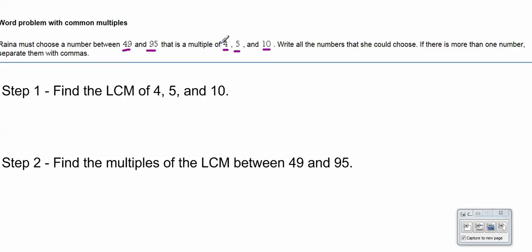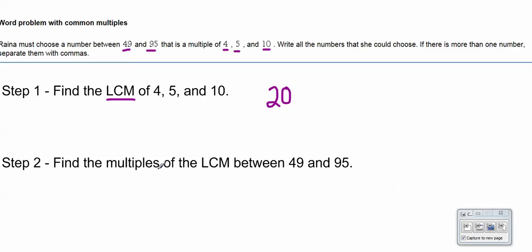Probably the easiest way to do this is to find the least common multiple of 4, 5, and 10. So I start with 10. 5 will go into 10, but 4 will not. So I've got to go to the next multiple. 10 times 2 equals 20. So 10 is a factor of 20, 5 is a factor of 20, and 4 is a factor of 20. So the least common multiple of 4, 5, and 10 is 20.